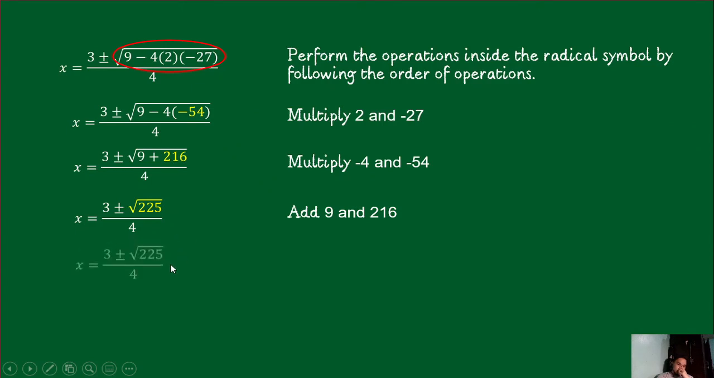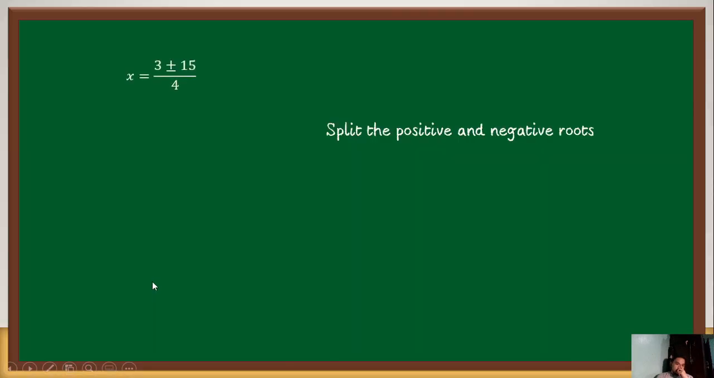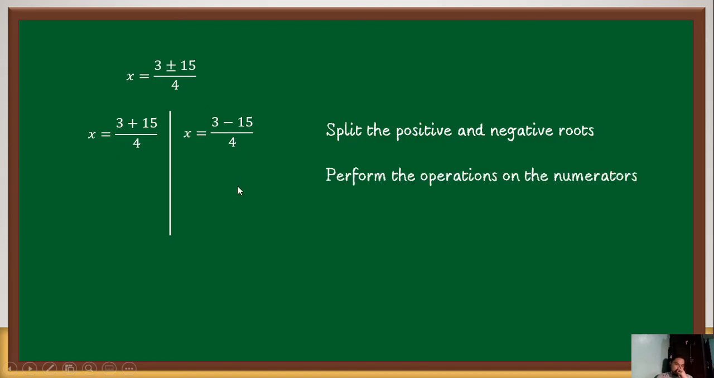Then after this, we're going to extract the square root of 225. Okay? Square root of 225 is equal to positive or negative 15. Then again, split the positive and negative roots. So we have x equals 3 plus 15 all over 4. And x equals 3 minus 15 all over 4. Perform the operations on the numerator. So 3 plus 15 is equal to 18. Then copy the denominator, which is 4. So x is equal to 18 over 4.